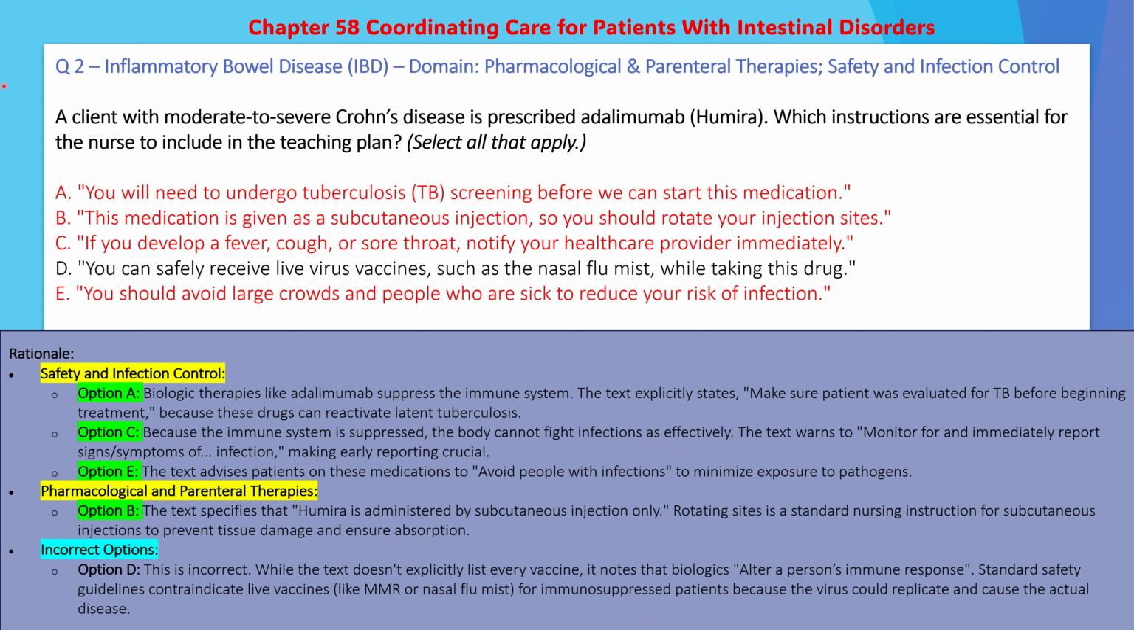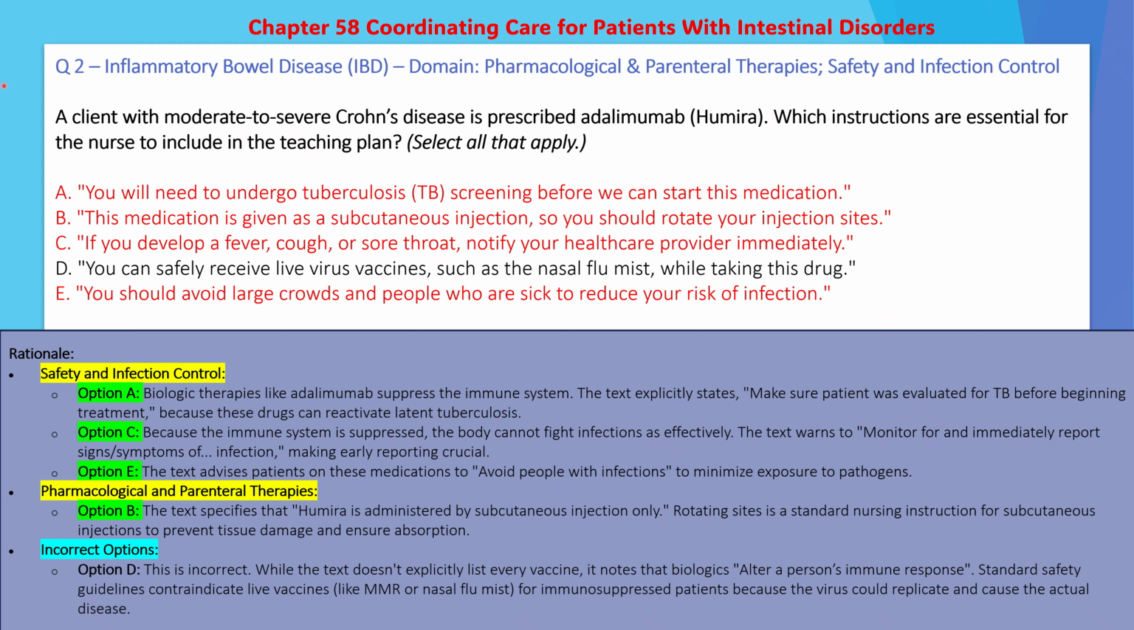The pharmacological and parenteral therapy, option B. So the text specifies that Humira is administered by subcutaneous injection only. Rotating sites is a standard nursing instruction for subcutaneous injection to prevent tissue damage and ensure absorption.